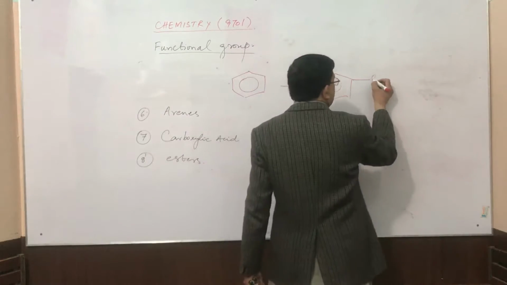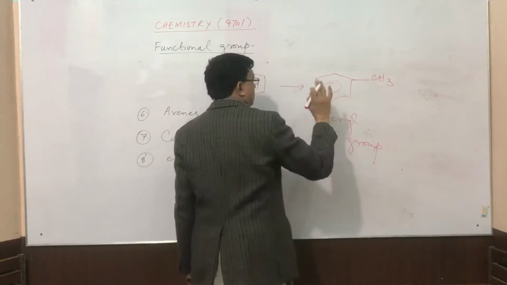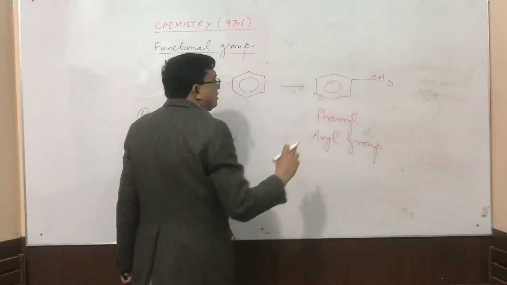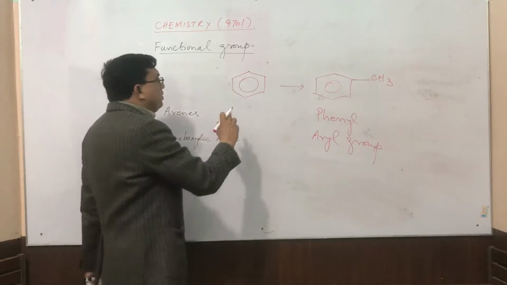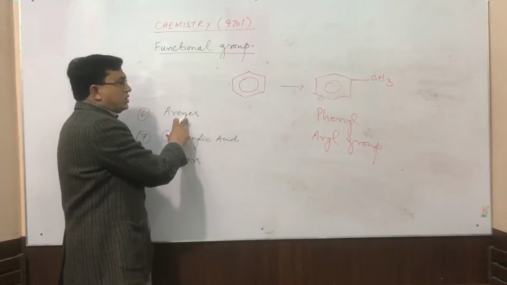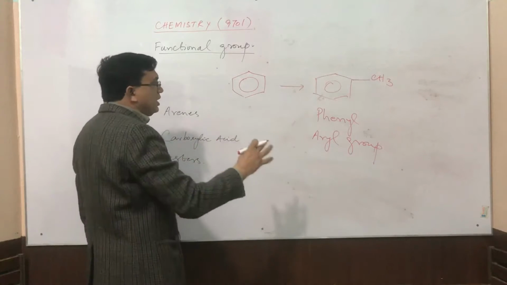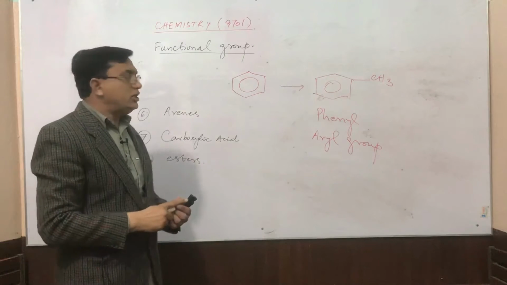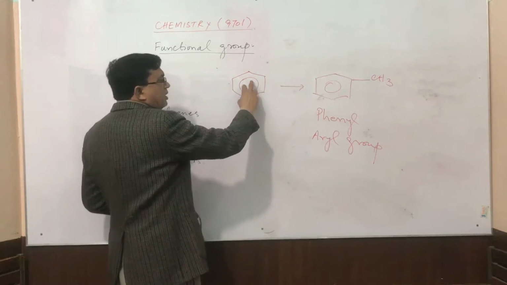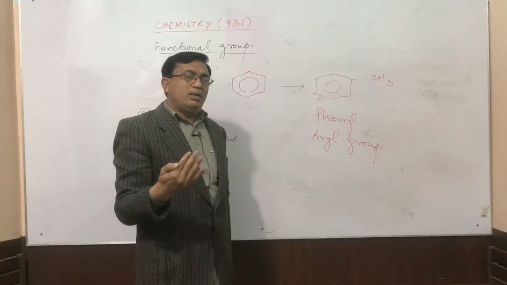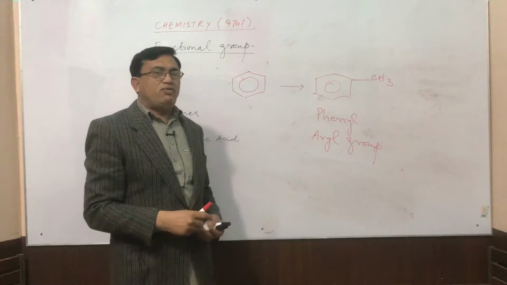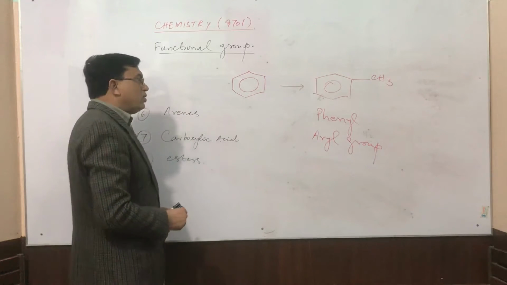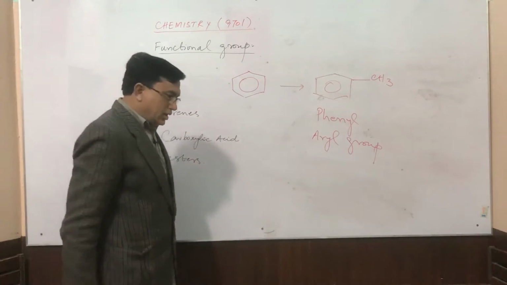If we put CH3 here, only one substitution, this will be called methyl benzene. All these are called aromatic hydrocarbons, and the compounds containing benzene are called arenes. This is the main functional group which gives a special type of properties to the organic molecule. Sometimes only single benzene rings are there, but sometimes more than one benzene ring is fused with one another, giving different types of organic compounds, but all those are called aromatic hydrocarbons, and the functional group is called arenes.